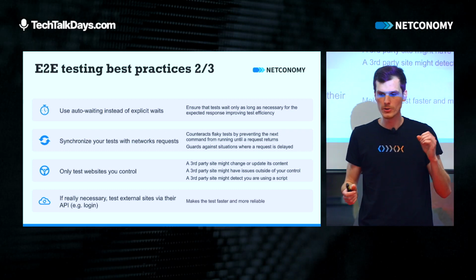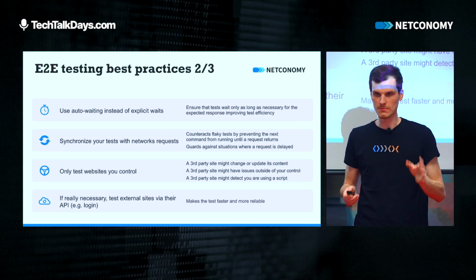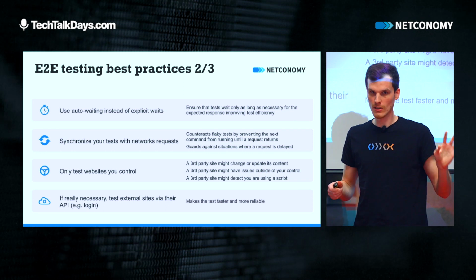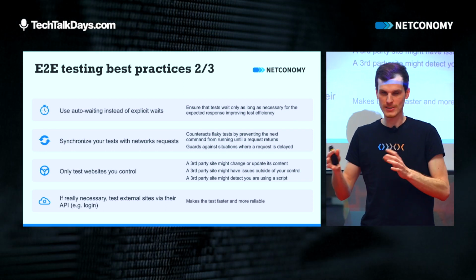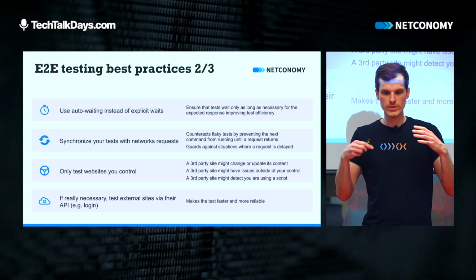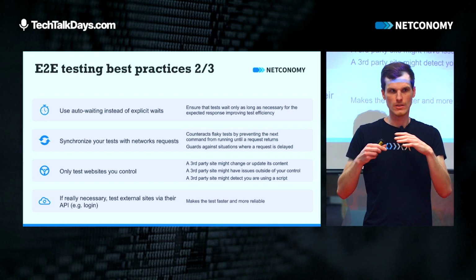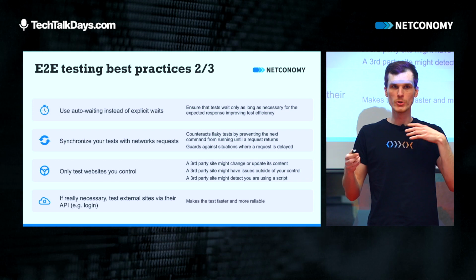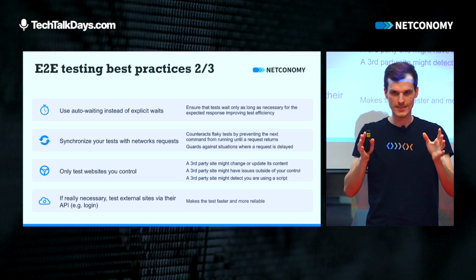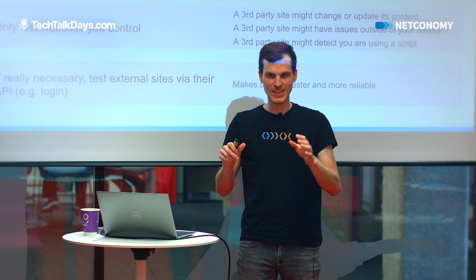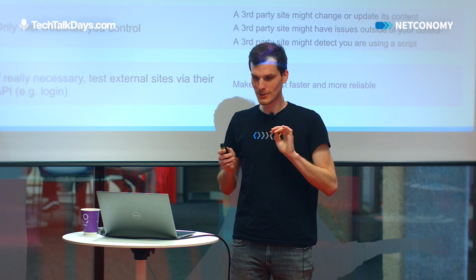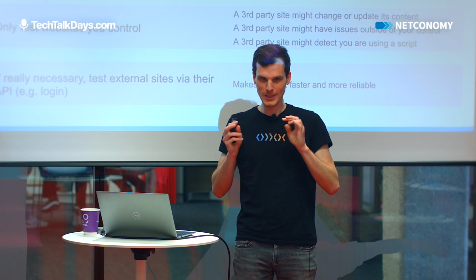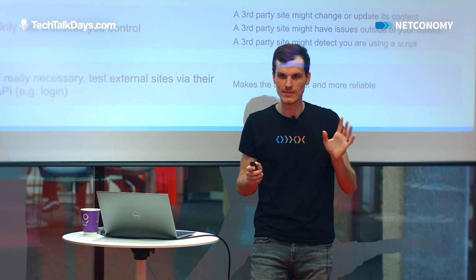Next, you should use auto-waiting instead of explicit waits. All of the frameworks I mentioned before, like Cypress or Playwright, give you the chance to, for instance, wait until a button is interactive. You can wait for 2 seconds and then click the button. But with an explicit wait, the test suite would really wait for 2 seconds, even if the button is interactive earlier.